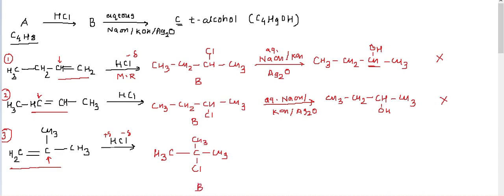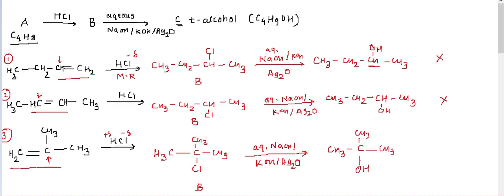Now this is the compound B from the third structure, and let's treat it with aqueous NaOH or KOH or Ag2O. Now Cl will get replaced by OH. This is a simple nucleophilic substitution reaction, and now we have got an alcohol which is a tertiary alcohol.